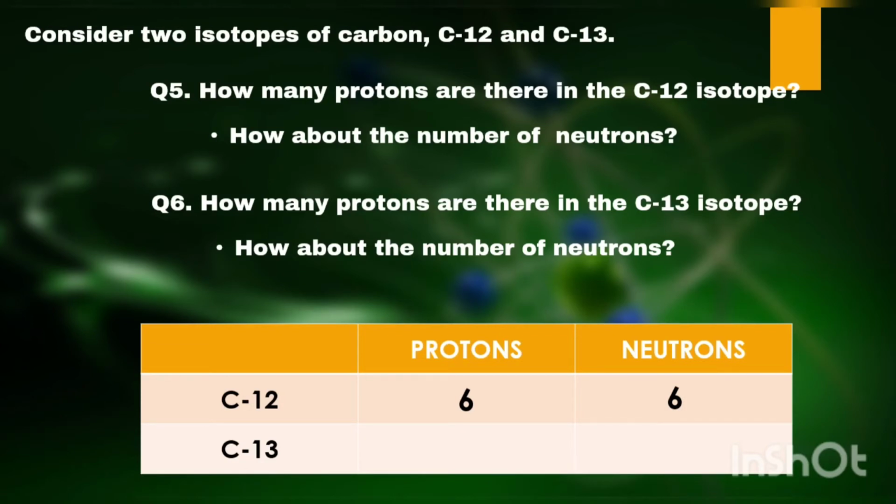To check if our answer is correct, let's add the number of protons and neutrons. 6 plus 6 is equal to 12. So we have carbon 12. For carbon 13, the number of protons is also 6 because whether it is carbon 12 or carbon 13, it is also carbon and its number of protons will not change, while the number of neutrons is 7. So if you add the number of protons and neutrons to obtain the mass number, you have 6 plus 7, then you have 13. So that is why carbon 13's number of protons is 6 and its neutrons is 7.